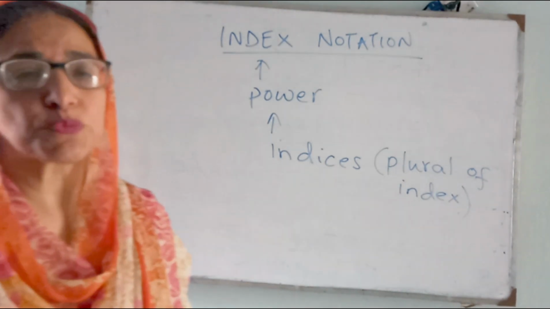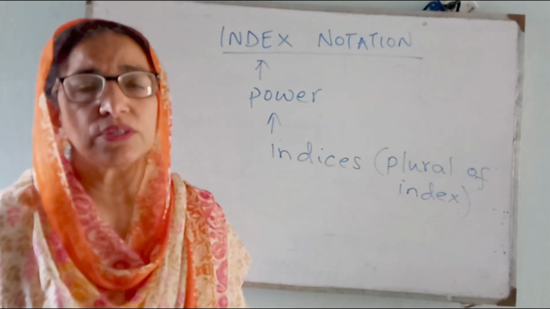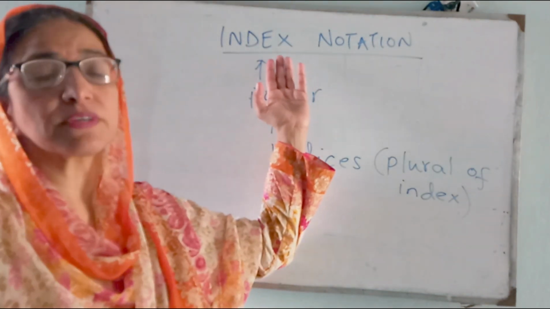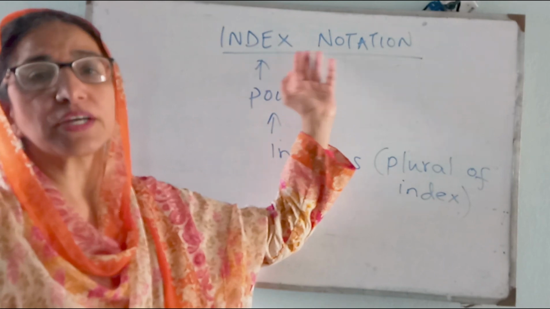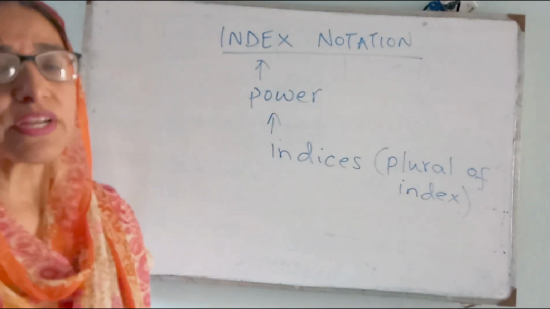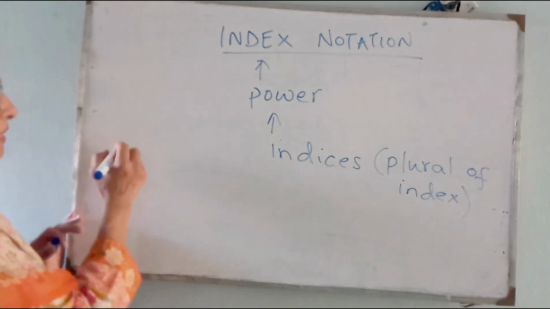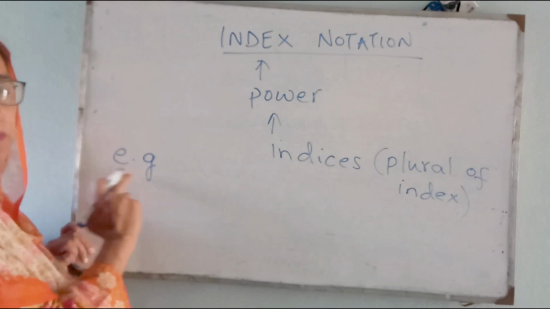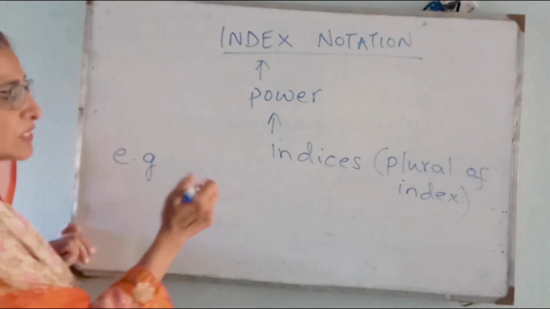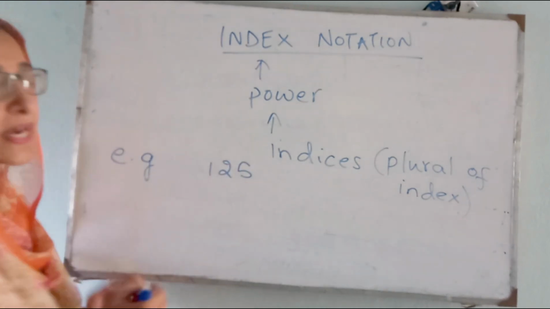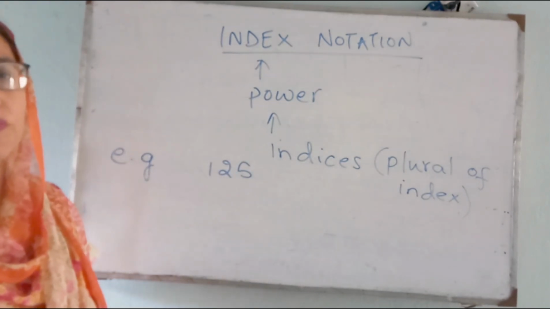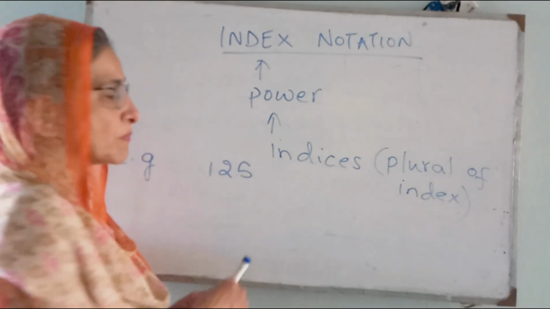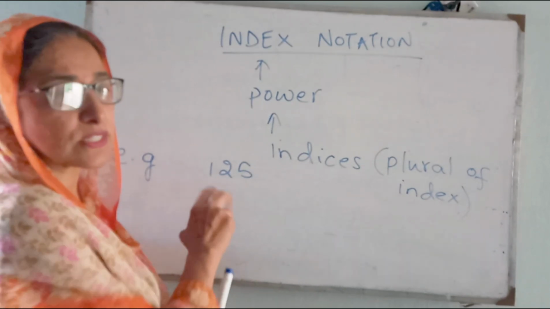So when we have to express a number in the form of power, we are using the index notation. Index notation is the short form, or abbreviation. For example, if I have the number 125 and I want to express it in index notation, I am going to take the factors of this 125.